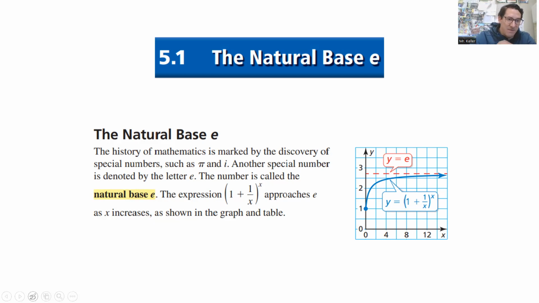Where we get e from is the graph of this expression, 1 plus 1 over x, all to the x power. That's this graph here. It's half the graph, actually, but it's this graph here. And it approaches the value e. So it has this limit of e. You get more into why it works that way when you get into higher math classes like calculus. But for today, we're just going to be working with the number e.